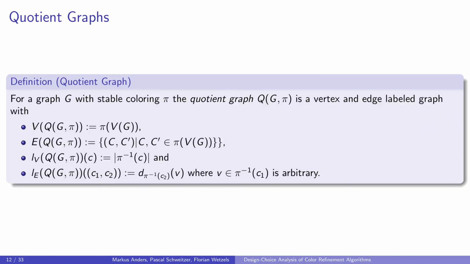Here you can see the formal definition of the quotient graph, with the vertex set, edge set, and both label functions we have discussed before. The vertex set is just a set of appearing colors. The edge set is just all possible edges, including self-loops. The vertex labels are the size of the color classes, and the edge labels are the connectivity numbers.